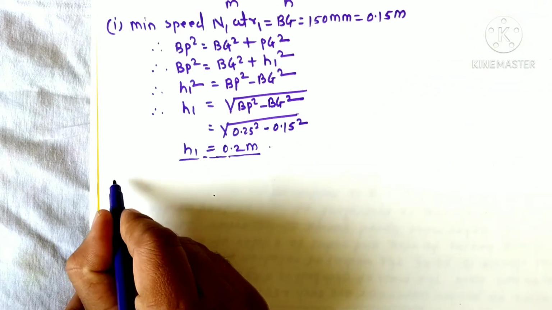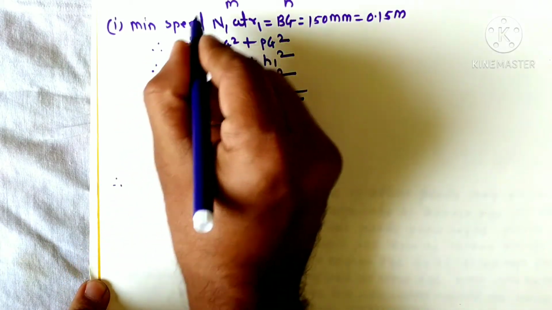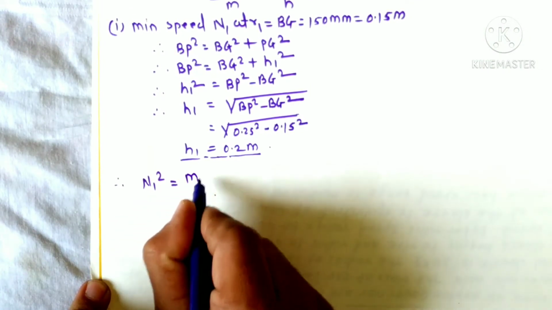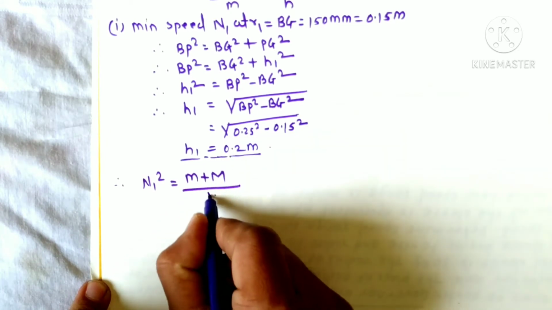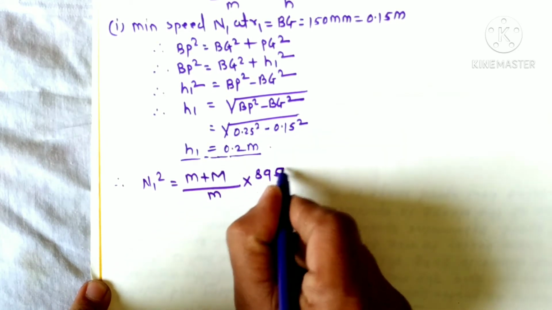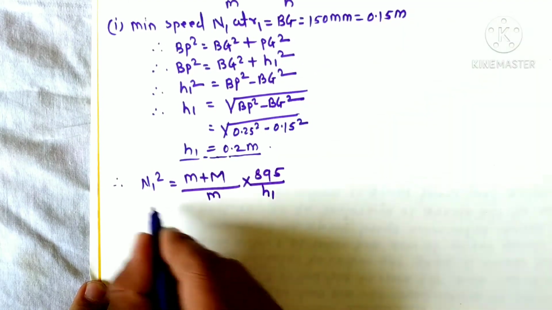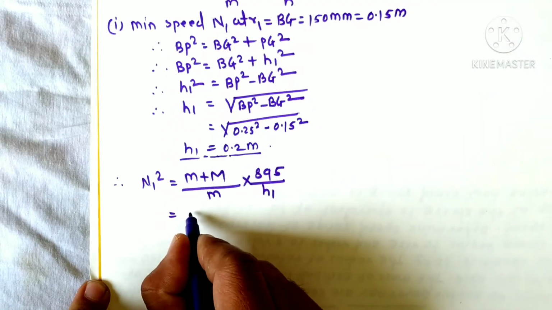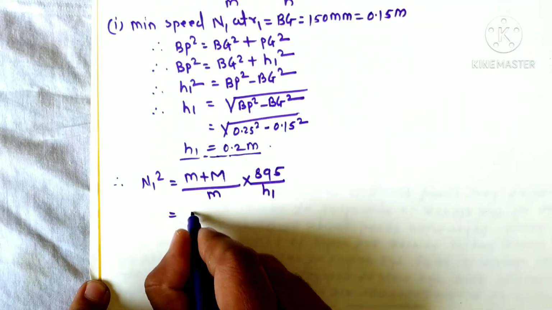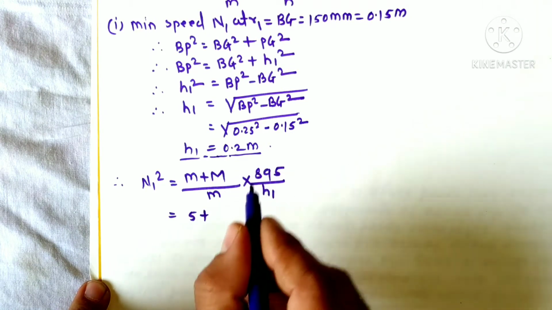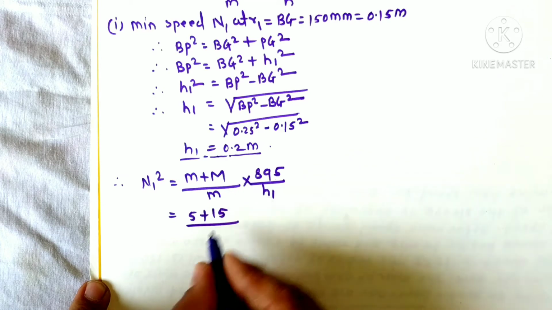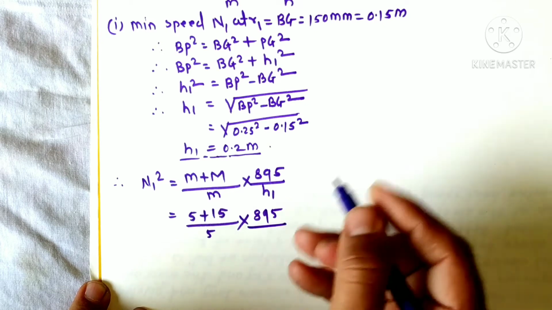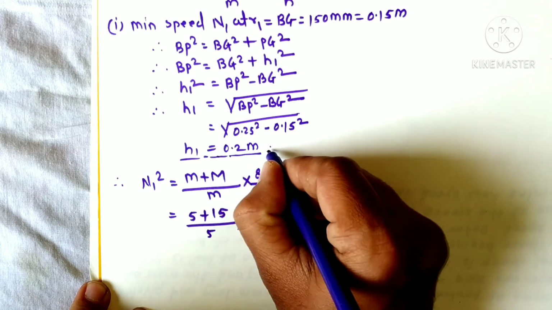So for the first case, we have the formula to calculate N1: N1 square is equal to small m plus capital M divided by small m into 895 upon H1. So this is the formula to calculate the minimum speed. By putting the values: small m is 5 kg, plus capital M, 15 kg, upon 5 into 895 upon H1. H1 we have already calculated here, this is the H1 value.